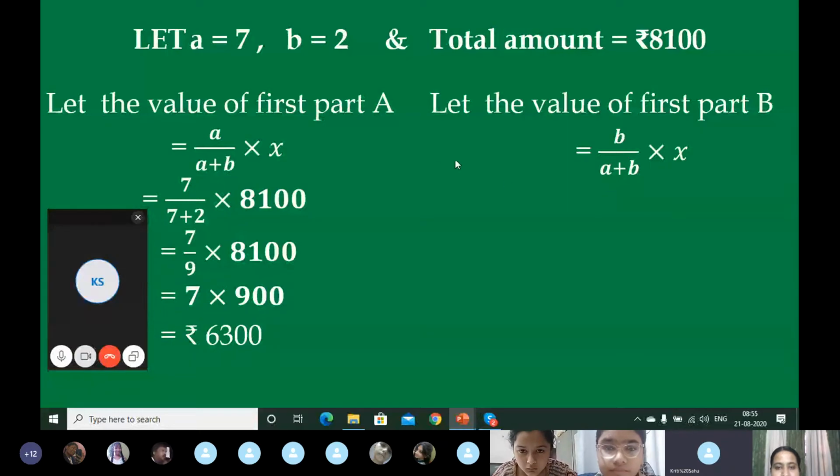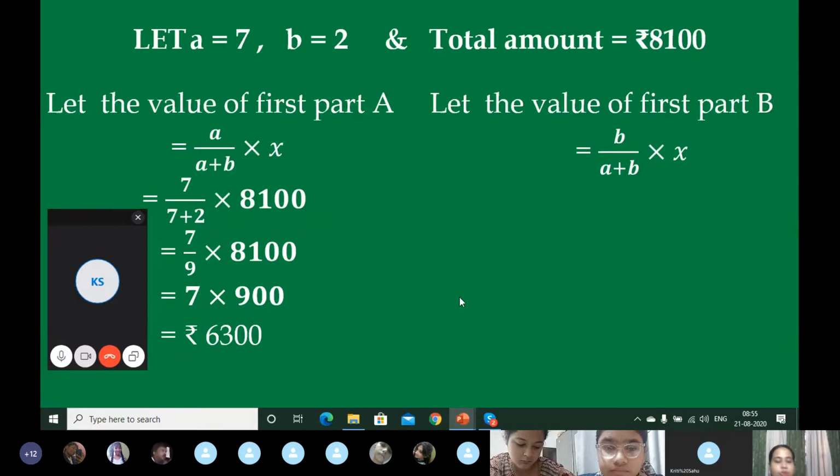Right. So that means all the part remains the same. We just have to change the numerator. Whichever part of the ratio we take, we write that as the numerator, and we add up all the values of the ratio together, multiplied by the total amount. Are you clear with the formula? Yes, ma'am. Here it was easy because there were two parts, and you have to divide only into two parts.